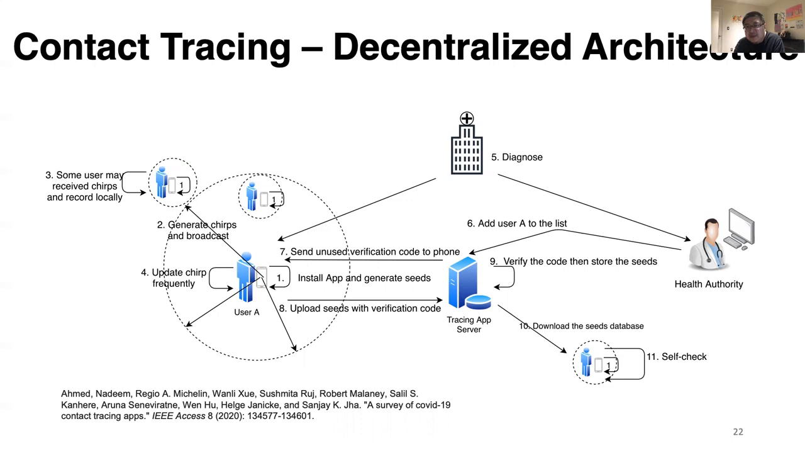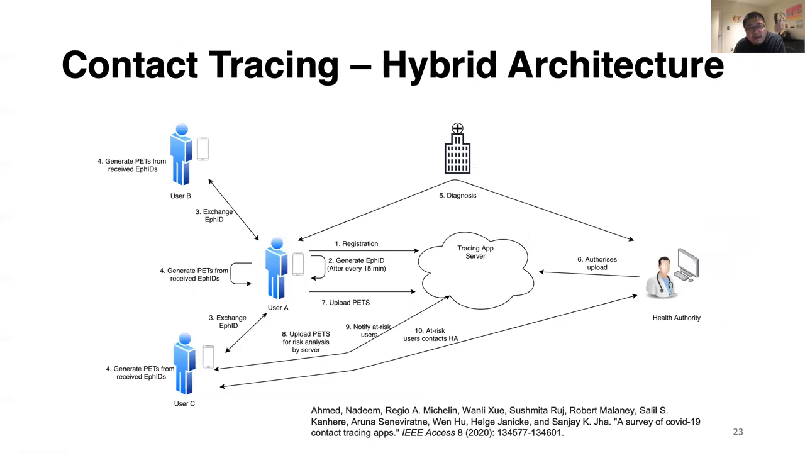Once a user is positively diagnosed with COVID-19, they can volunteer to upload their seeds and relevant time information to a central server. This is in contrast to the centralized architecture, where the complete list of encounter messages needs to be uploaded, and uploading the seeds instead of all used chirps improves the latency and provides improved bandwidth utilization. And finally is the hybrid architecture.